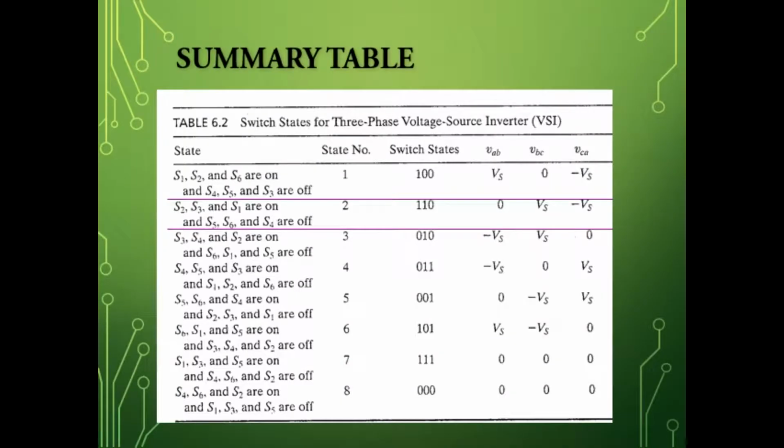This is the switching table, which indicates when S2, S3 and S1 are on. It is state number 2, switch state 110. So VAB is 0, VBC we get as Vs, and VCA is minus Vs. VAB is VAN minus VBN, VBC is VBN minus VCN, and VCA is VCN minus VAN.